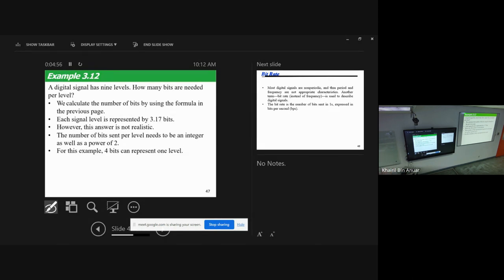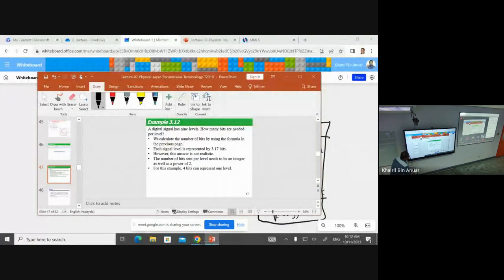Okay. So here is an example. A digital signal has 9 levels. So how many bits are needed per level? Can you guys try that? For those who are online, perhaps you can answer what would be your number of levels. The answer is there, but how can you get to that answer? It's given to you, you have 9 levels. How do you get the number of bits?